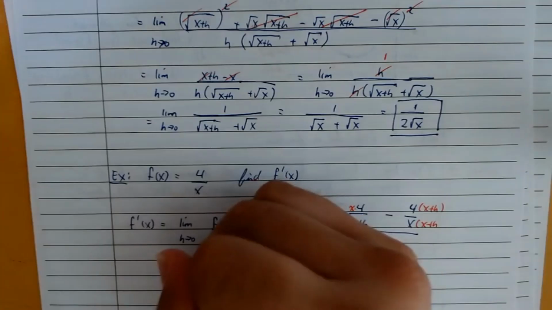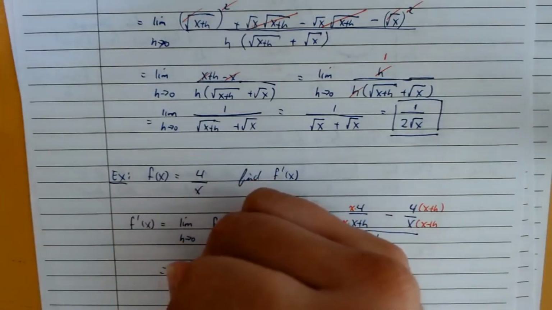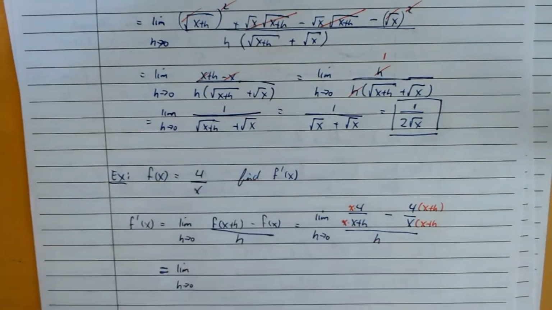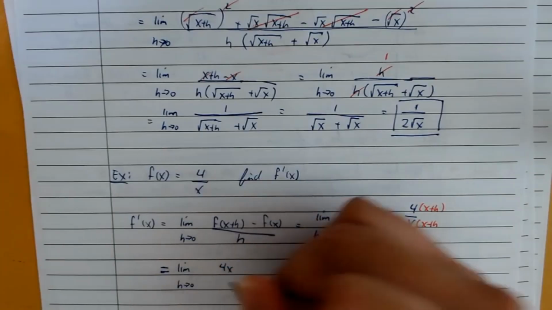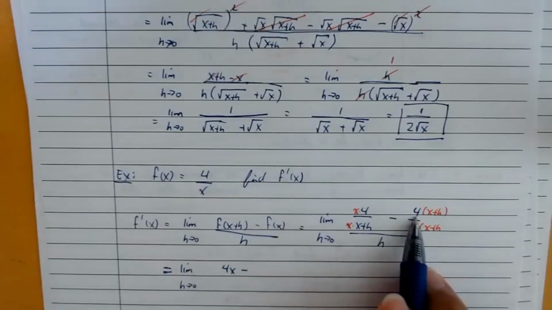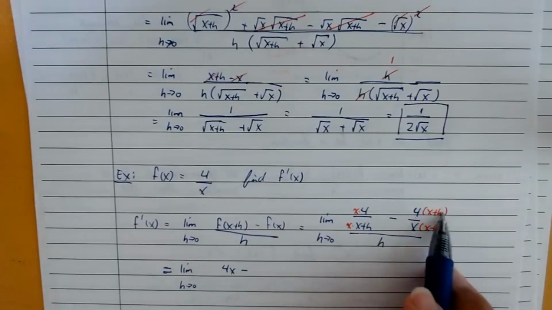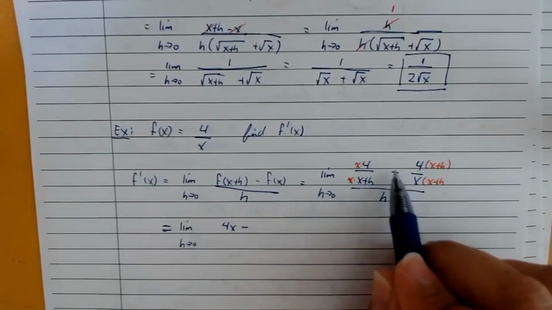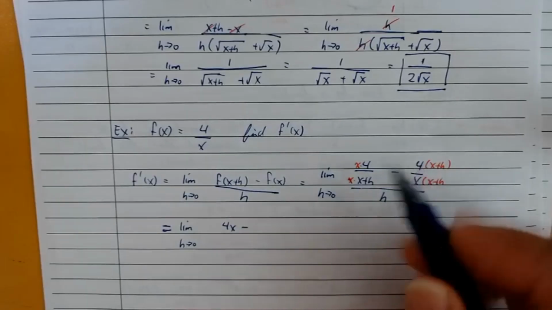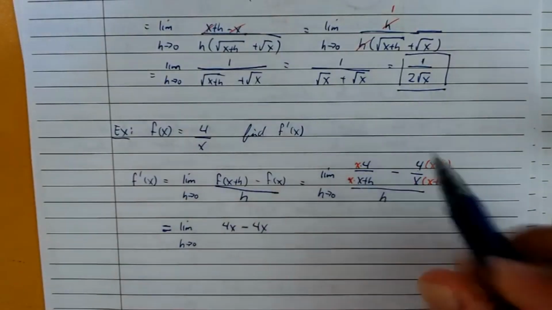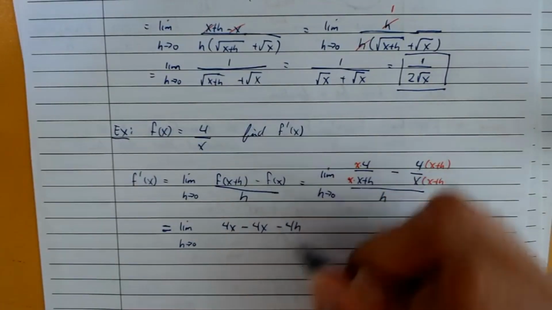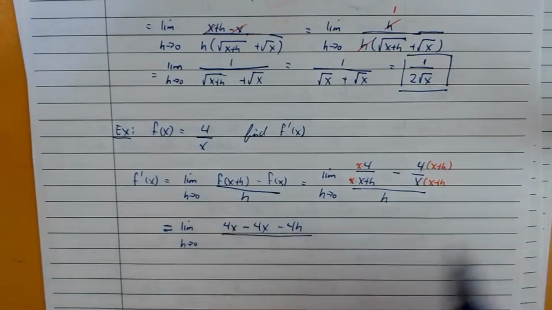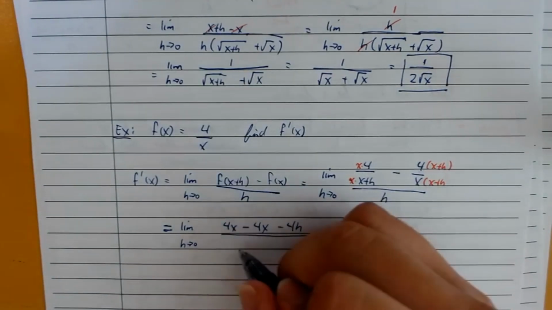All right, so that's equal to the limit as h approaches 0 of, that's going to be a 4x minus, that's going to be a 4x and a 4h. Right? Now, this negative is going to distribute. That's negative 4 times x, and then that's negative 4 times h over your common denominator, x times x plus h.